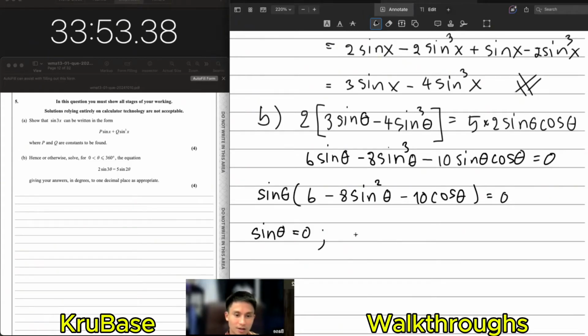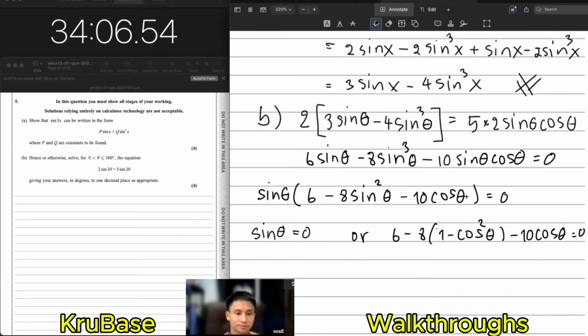Okay, and then or 6 minus 8. So here, guys, I'm going to change sine squared to 1 minus cos squared again, being careful with the sign, right? And then minus 10 cos theta equals 0.